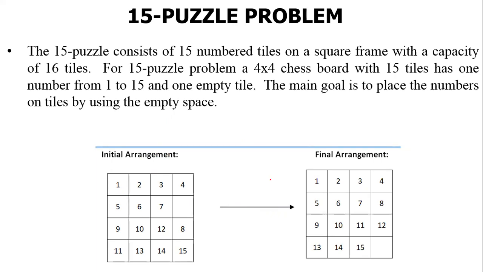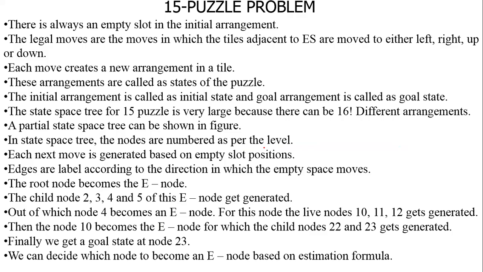The main goal is to place all the numbers in sequence order and the empty tile should be in the last position. With the help of this empty square frame, we will move the numbers from one place to another place. So this is the 15 puzzle problem, the initial arrangement and the final arrangement.